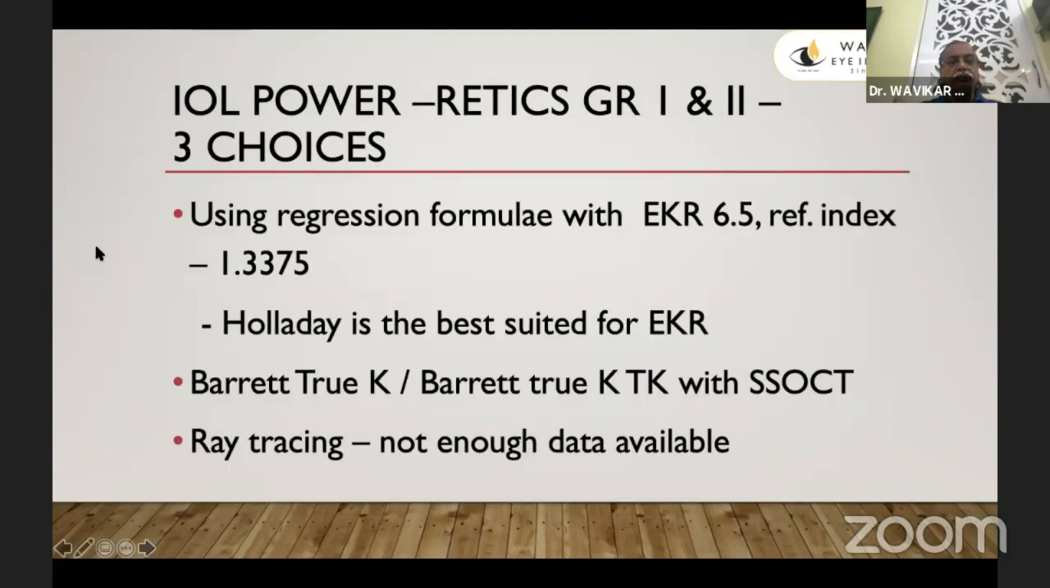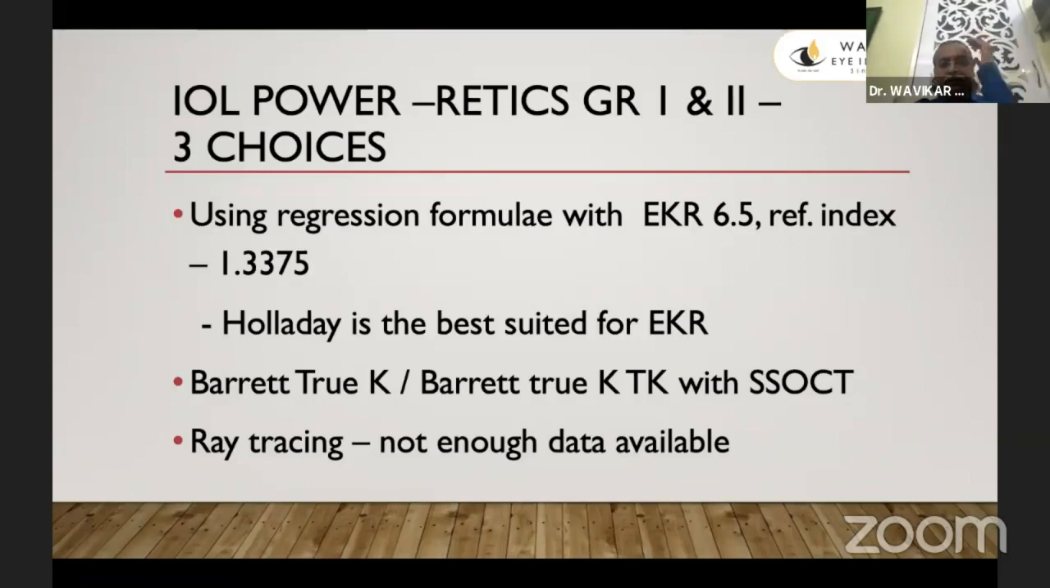Now, when it comes to spherical IOL, let us divide the Retics into two parts: Retics grade 1 and 2, and Retics 3 and above. For Retics grade 1 and 2, the calculations are comparatively simple, and therefore we have got only three choices. Number one, for those who have Pentacam, use regression formula with EKR 6.5 and a refractive index of 1.3375. Of course, the K readings have to be reproducible, which I already explained.